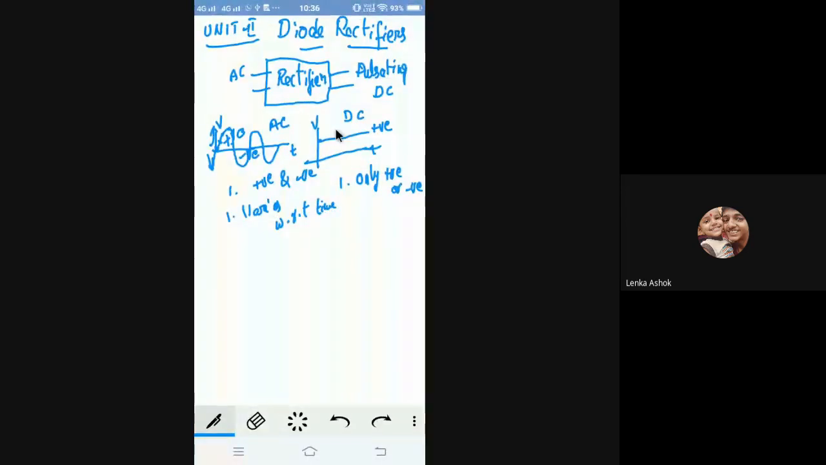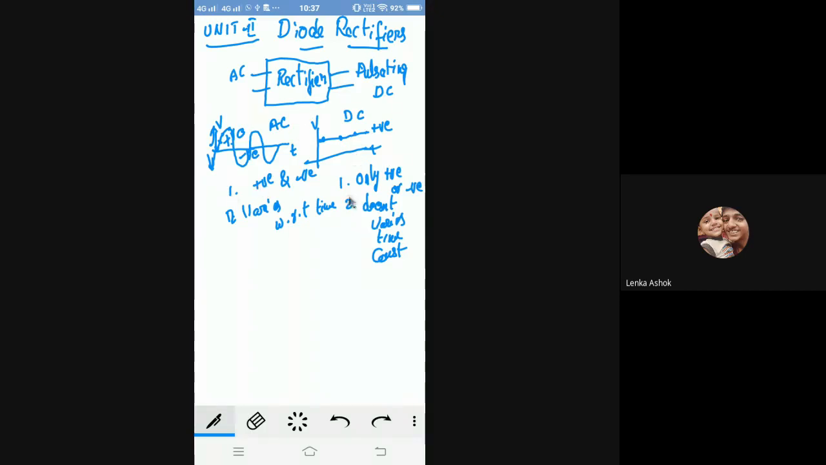Whereas see here, in a DC signal, at this point it is having some positive value of 5 volts, let us consider. At this point also it is having a positive 5 volts. At each and every point it is having a constant value. So a DC signal doesn't vary with time. It is a constant value. So that is the difference between AC and DC signals.